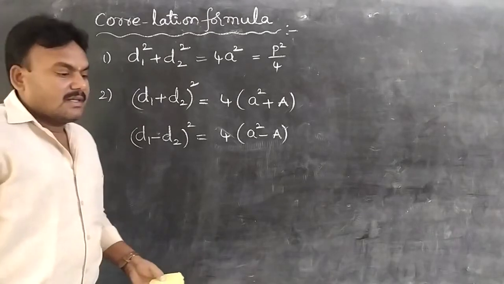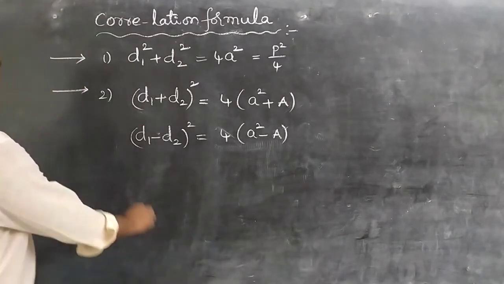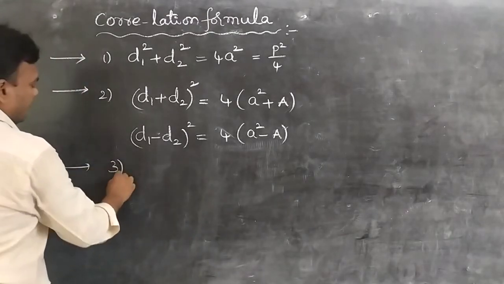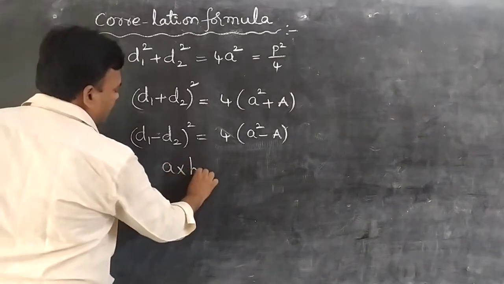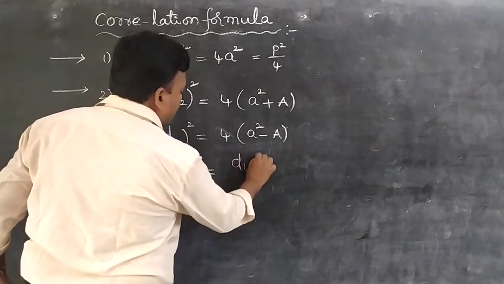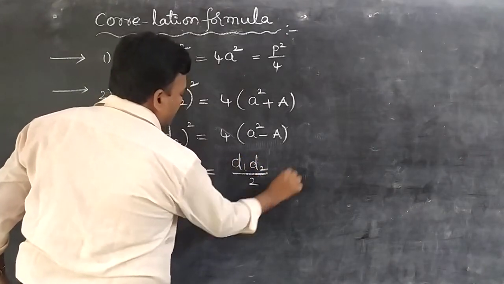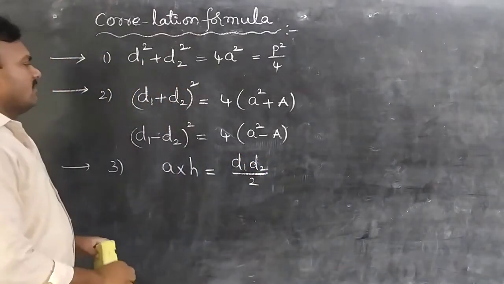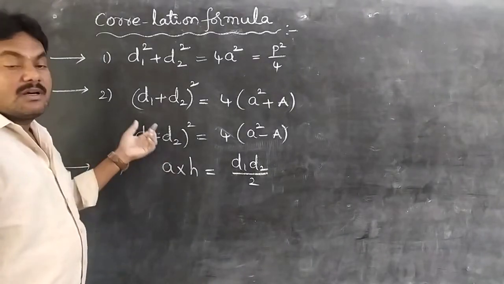Okay, right. And go for the third one. Third one: A into H equals, here A for side into height, equals D1 D2 by 2. These are very, very important, students. Three formulas, learn carefully.